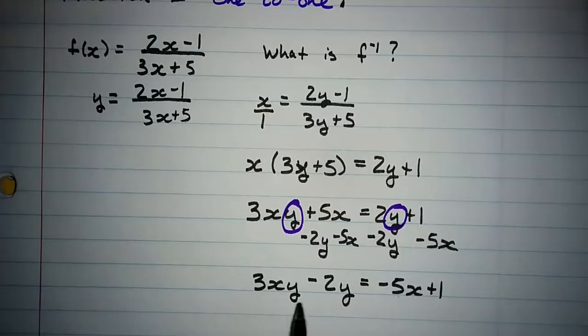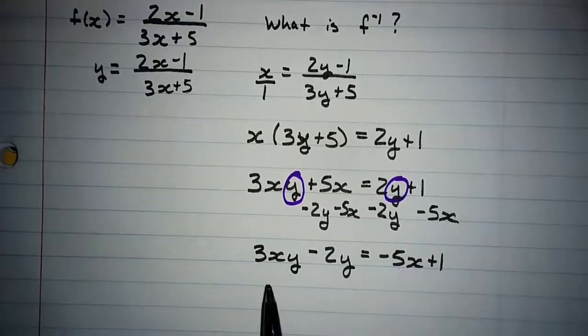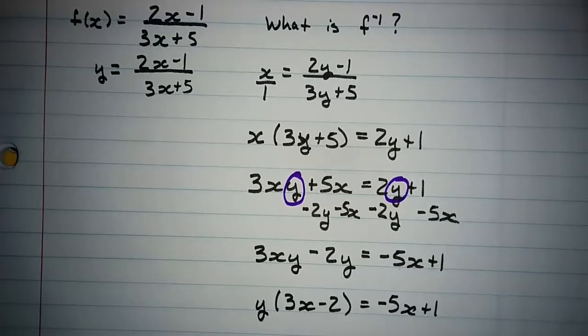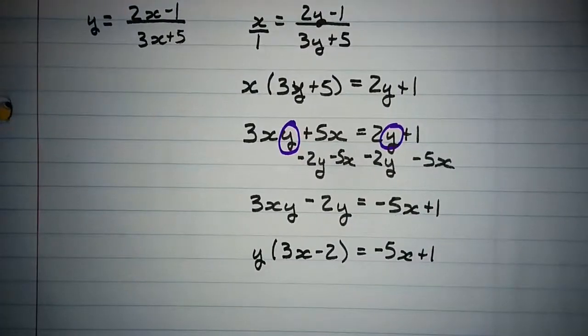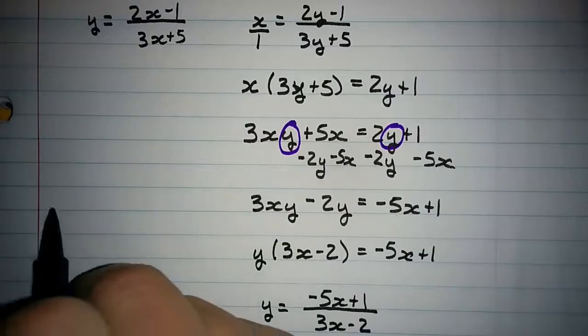If this was just a number, at this point I'd be combining like terms. But combining like terms is just the distributive property. That's just the same as factoring out the common factor of y. And now to get y by itself, I can divide both sides by 3x minus 2. Now I have y by itself. This is my f inverse.